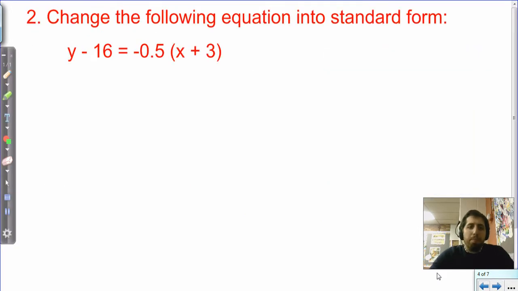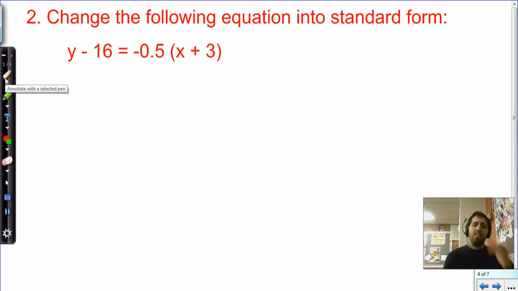Let's look at another problem. This is something else that we need to be able to do. It says, change the following equation into standard form. Well, what form is this? Well, this is point-slope form. We have the slope in front of this parenthetical, and we have a point given to us.